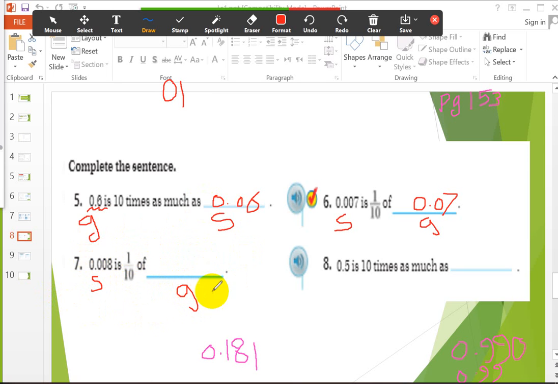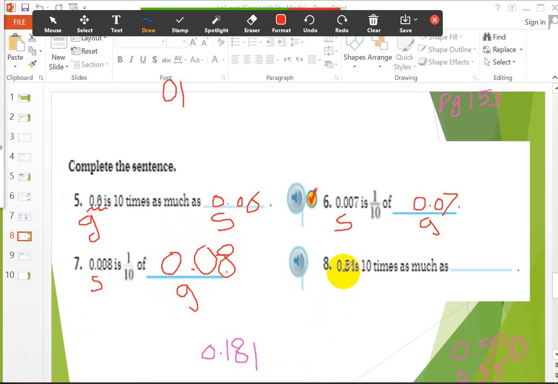So what is the number that is larger than this 8 thousandths by 10? I have to multiply 8 thousandths by 10. If you multiply 8 thousandths by 10, the decimal point will move 1 digit to the right, from left to right. So it will be right here. The number will be 0.08. That means 8 hundredths. Okay?